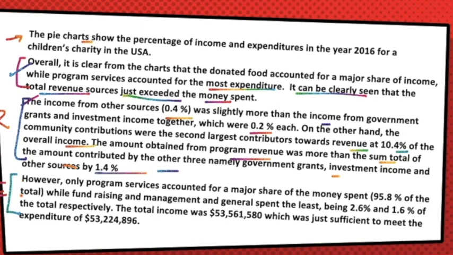So this is the expenditure side. However, only program services accounted for a major share of the money spent, which is 95.8% of the total, while fundraising and management and general spent the least, being 2.6% and 1.6% of the total respectively. The total income was this, which was just sufficient to meet the expenditure of this much, right? So even if the pie charts are totally unrelated, you can still find ways to summarize and contrast the information. These are the two things that you're going to do.